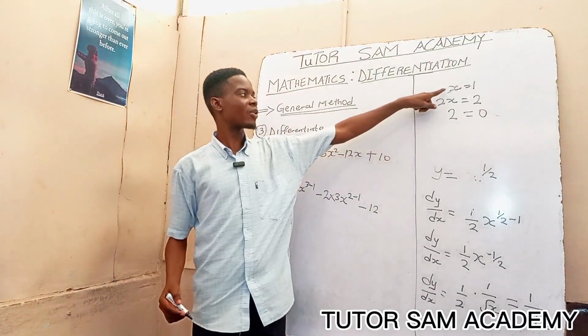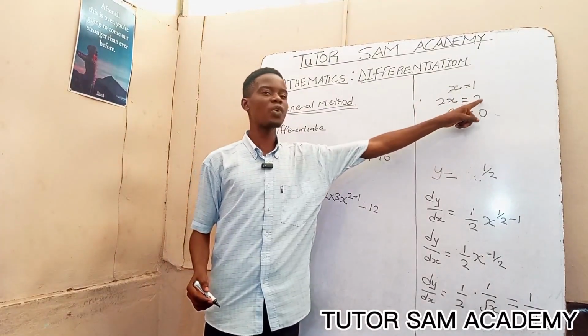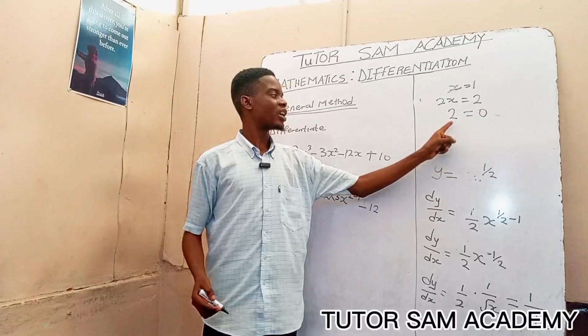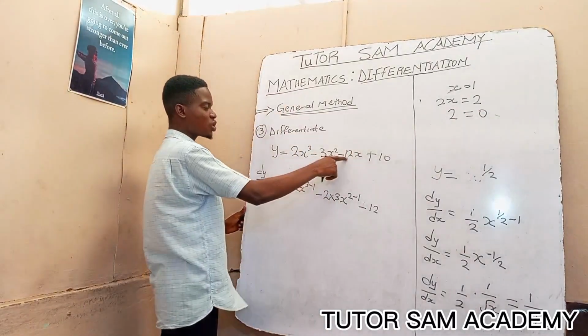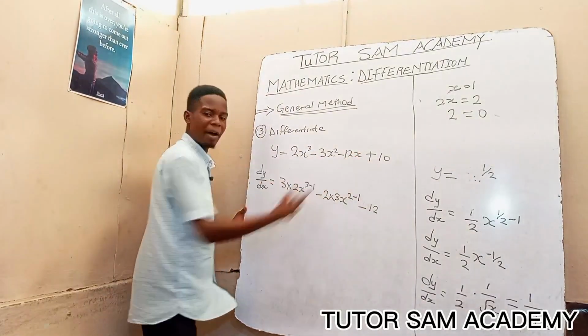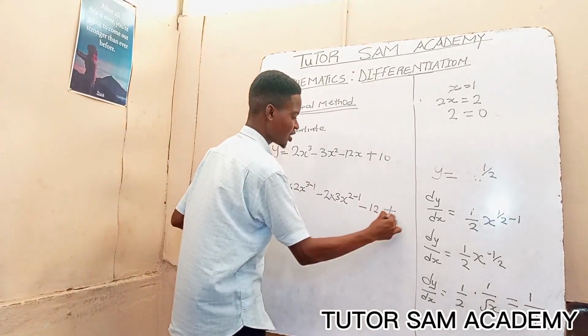If you are differentiating a variable, it is 1. A constant and a variable, it will give you only that constant. A constant alone is 0. So from there, having that understanding, if you differentiate 12x it gives us only 12. What about if you differentiate 10? It's 0.